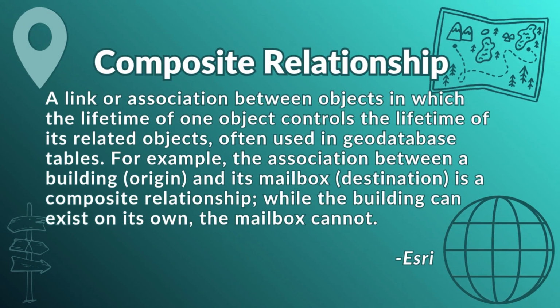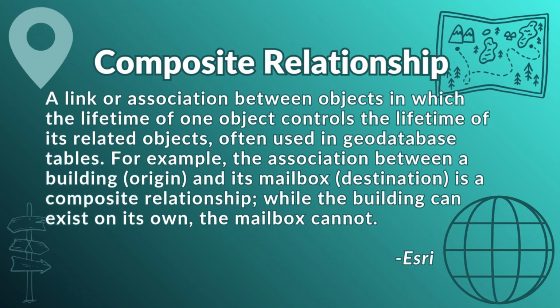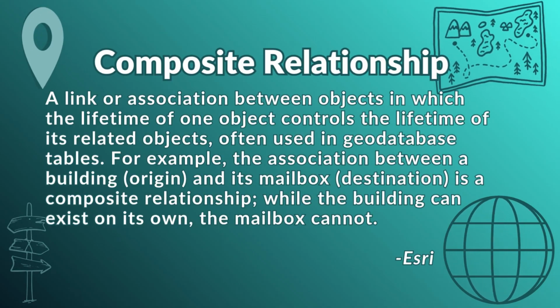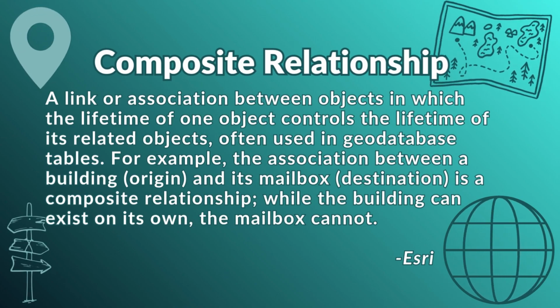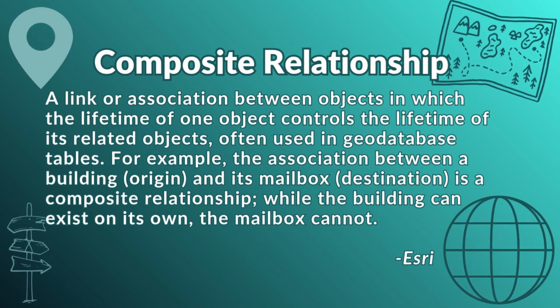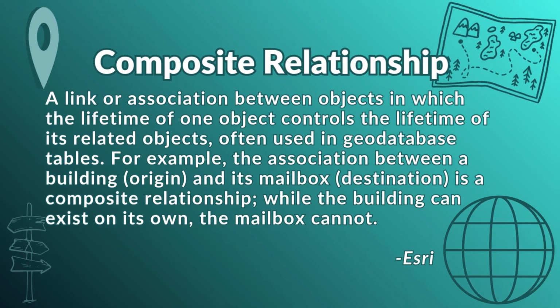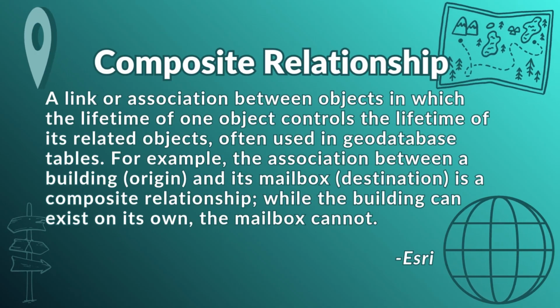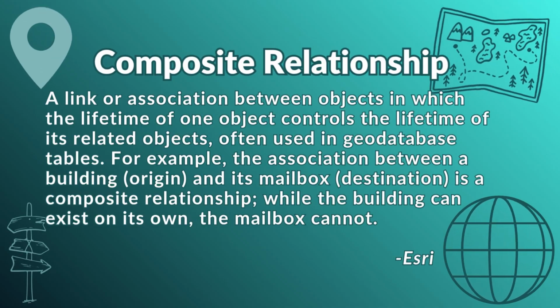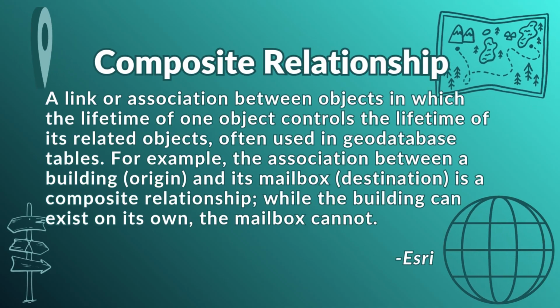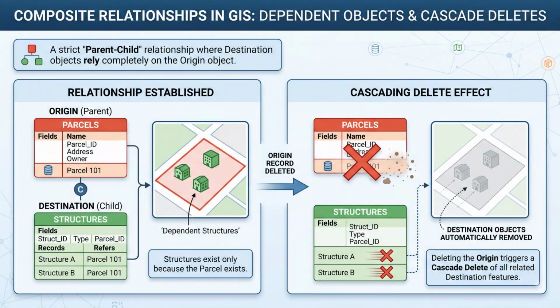Ooh, cascading delete. That sounds intense. It is. In a composite model, the destination object cannot logically exist without the origin object. A university campus is a really great way to visualize this, I think. Oh yeah, go ahead. So the origin feature class is this massive polygon representing the official boundary of the university campus. And the destination feature class contains all the individual, smaller academic buildings sitting inside that boundary.